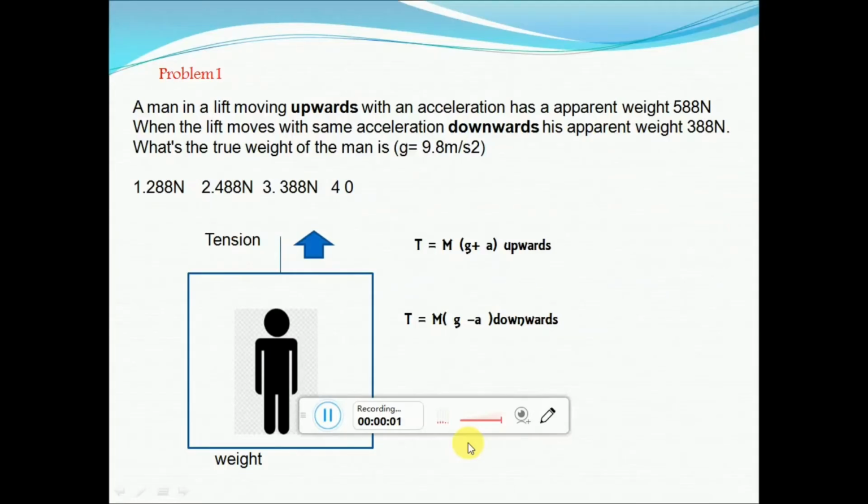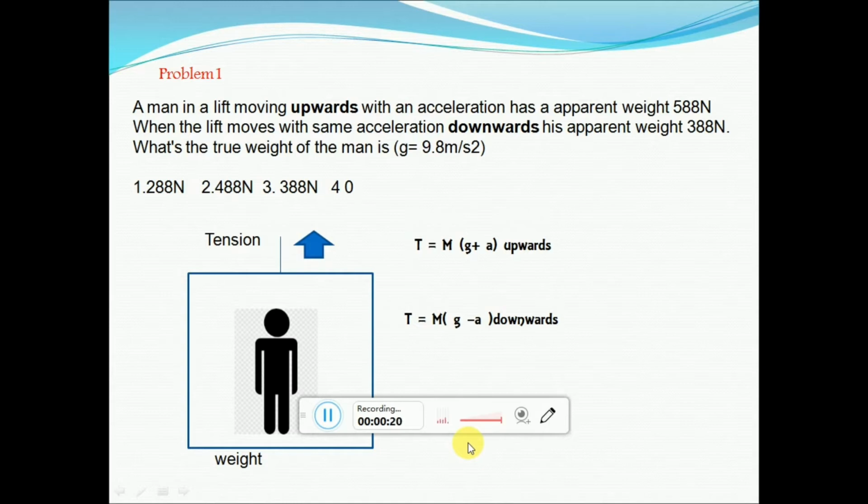Hi everyone. In the previous video, we have seen how to calculate the apparent weight of a body when the body is in the lift moving upward with some acceleration or deceleration. Similarly, moving downward with some acceleration or deceleration. So let us solve one problem over here.